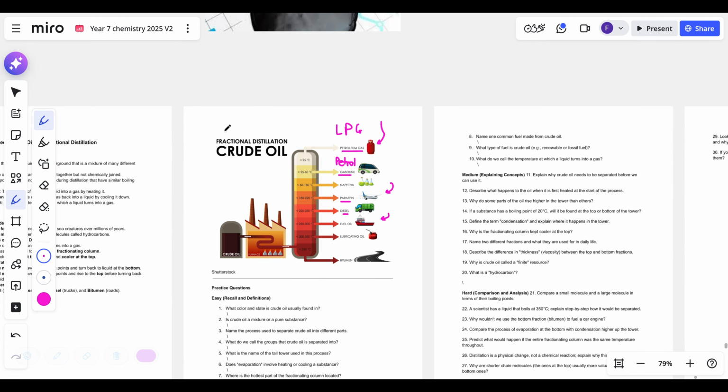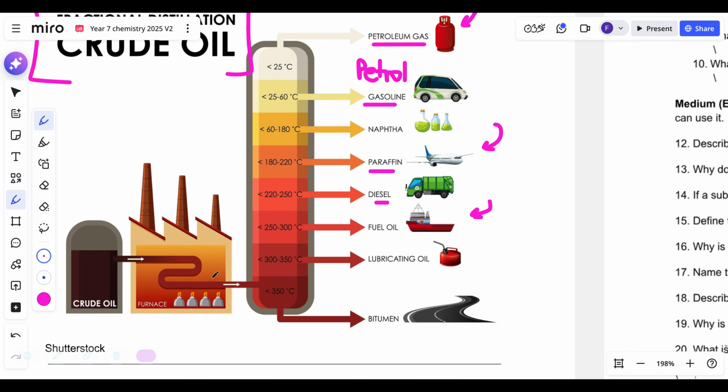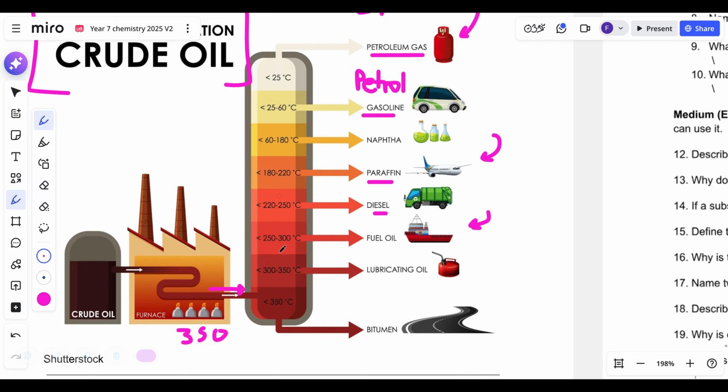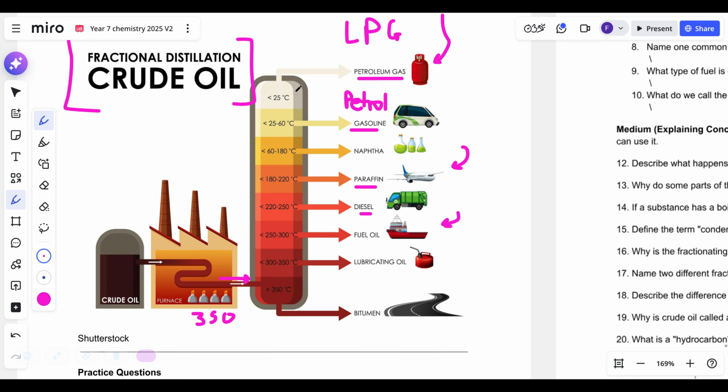The way we separate it is called fractional distillation. It works by sending in hot crude oil. So you take the crude oil and heat it to about 350 degrees. It then enters this column. This column has different temperatures at different heights. The smaller hydrocarbons shoot out the top. Remember what I said hydrocarbons are? They're molecules made of carbon and hydrogen.